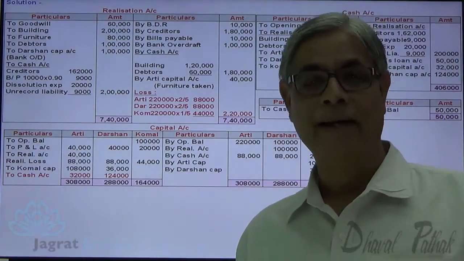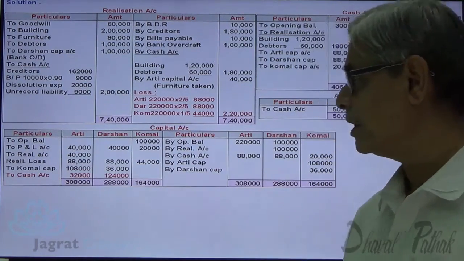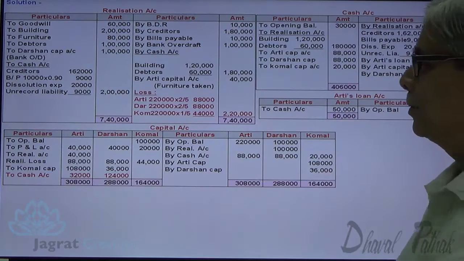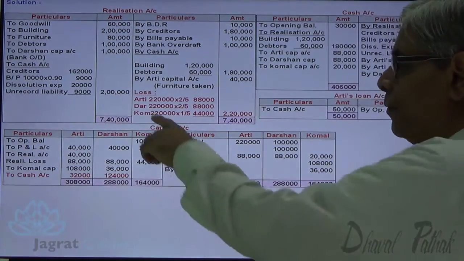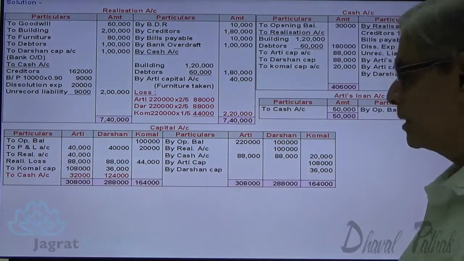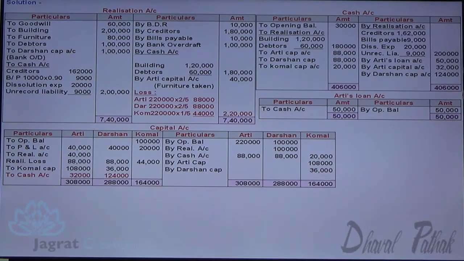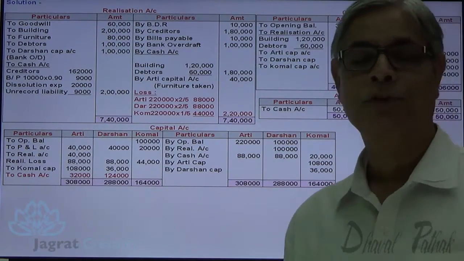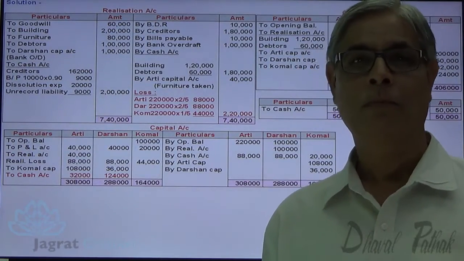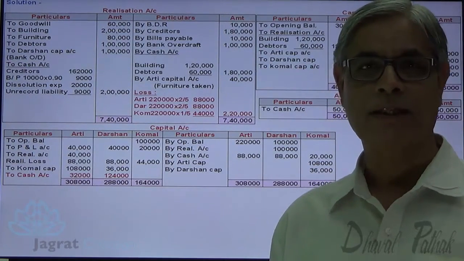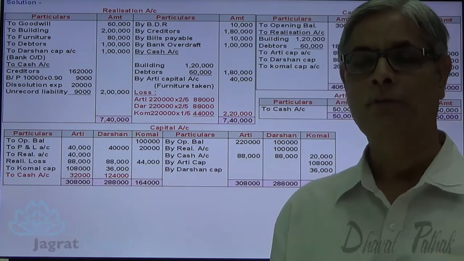If you are required to write the entry for distribution of capital deficit, remember the entry. Aarti's capital account debit 1,08,000, Darshan's capital account debit 36,000, to Komal's capital account credit 1,44,000. That is the journal entry for distribution of capital loss, the capital deficit that has occurred because of the insolvency of Komal.